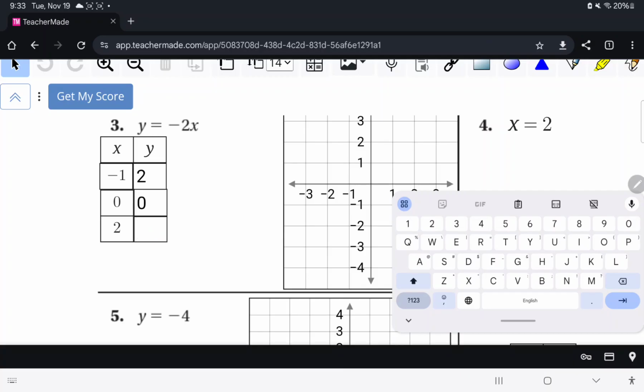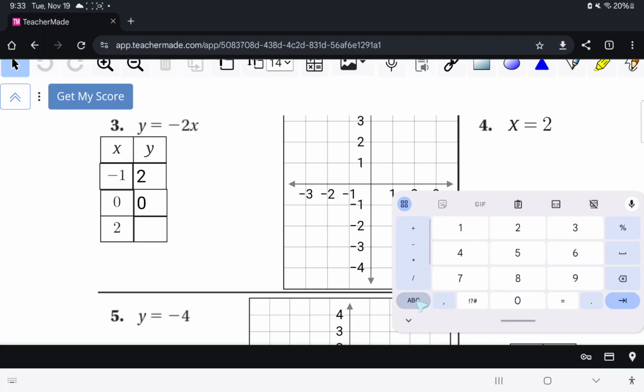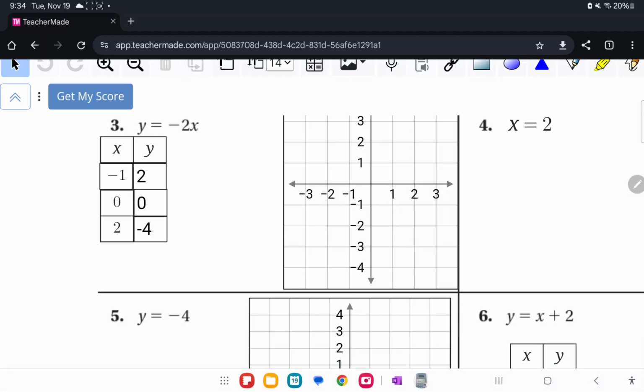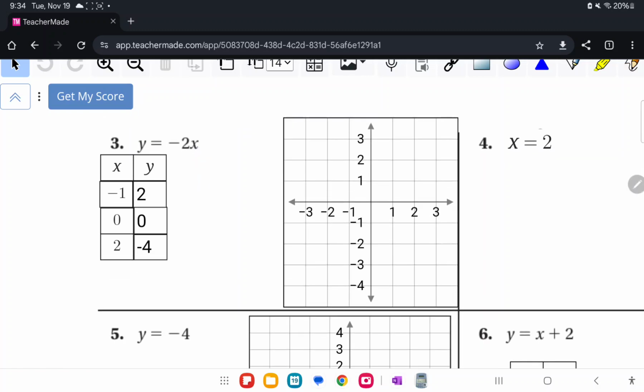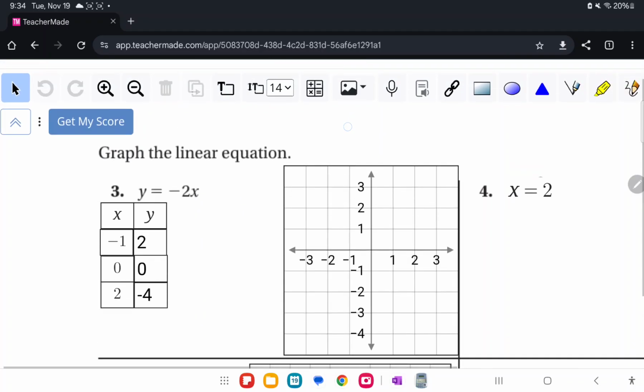And then right down here, for this one, we have a -4. That's going to be -4 when we do that. Okay, so now we are going to plot those points. So when you plot this, you only have to plot 2 points. Okay, I want you to have all 3 to show your work, but whenever you are going to graph it, you actually only have to plot 2 points. So let me add that here on mine, so that you're going to just plot 2 points.